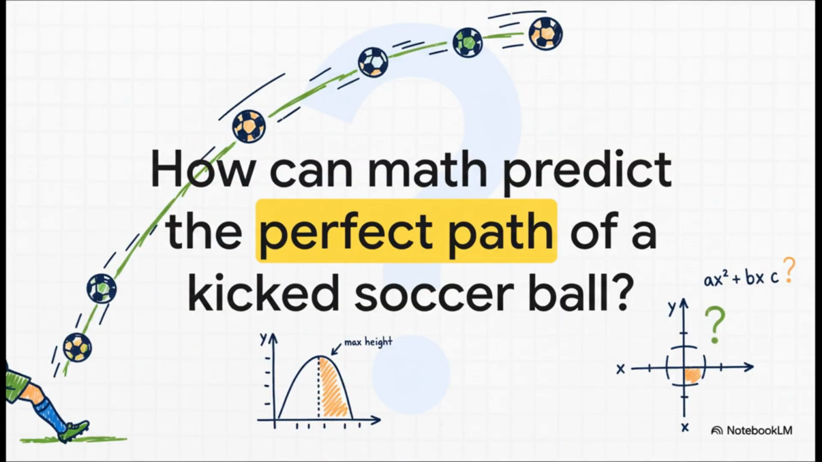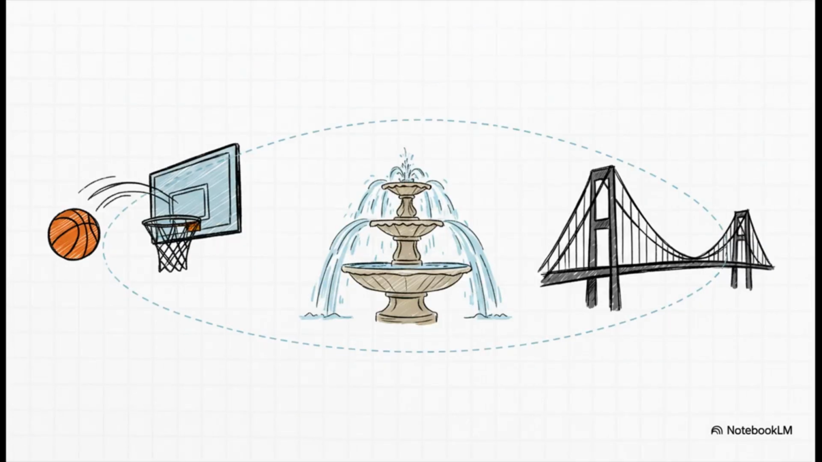How can something like math, numbers and letters on a page, predict exactly where a soccer ball is going to go? Like exactly how high it'll fly and exactly where it's going to land. That's the puzzle, and we're going to solve it together. And here's the crazy part. That beautiful curve, it's not random at all, not one bit. You see it everywhere. A basketball swishing through a hoop, water shooting from a fountain, even the massive curve of a bridge. They're all secretly following the exact same predictable mathematical pattern.